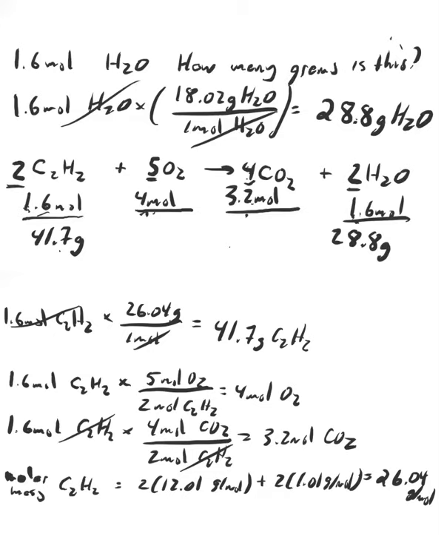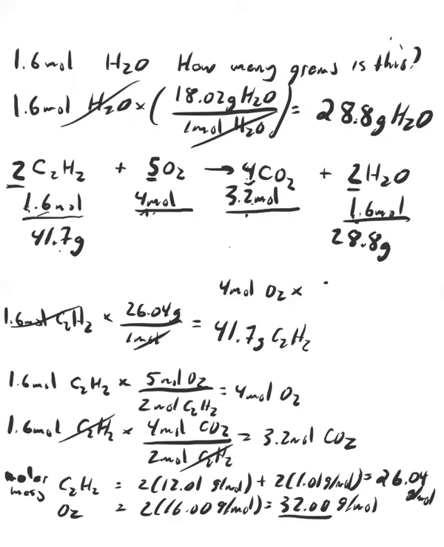Well, oxygen, we have 4 moles. And oxygen is 2 times 16, right? That's the molar mass. So that's 32 grams per mole. Okay. So now if you have 4 moles of O2, multiply that by your 32 grams. That's going to give you a lot, right? 128 grams. So I'll just write down 128.